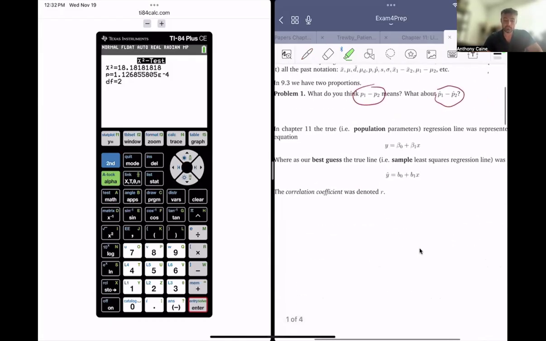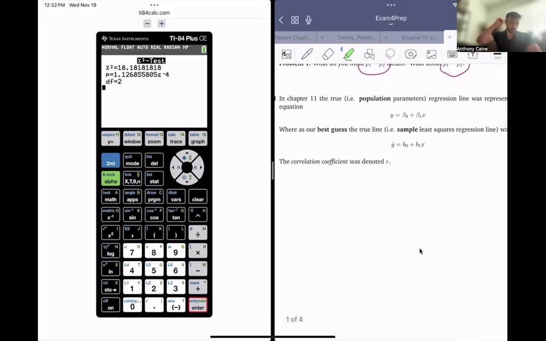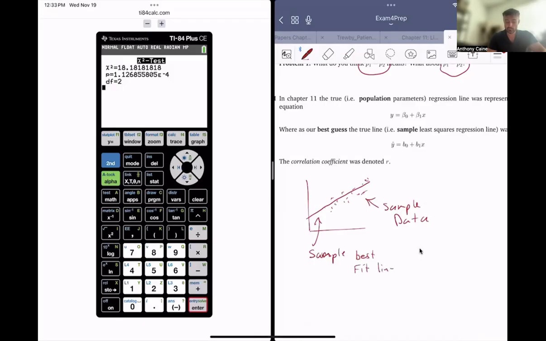So, the notation for the best fit line. You might have a scatter plot of some data. So there's the data, the sample data. And based on that sample, you get the sample best fit line. Now, I say best fit, but it goes by many names. It can also be called the least squares regression line. Fine, whatever. But that's this.